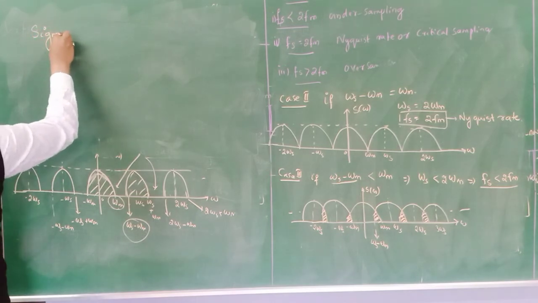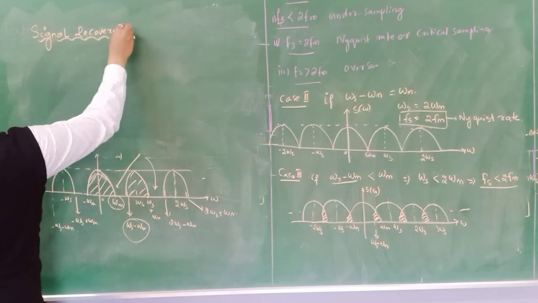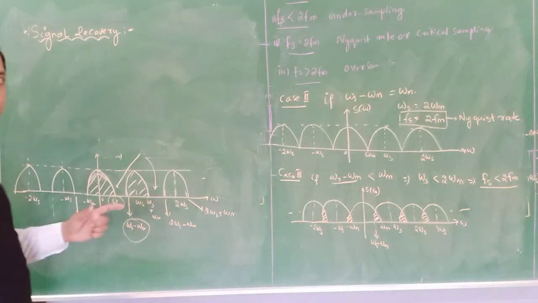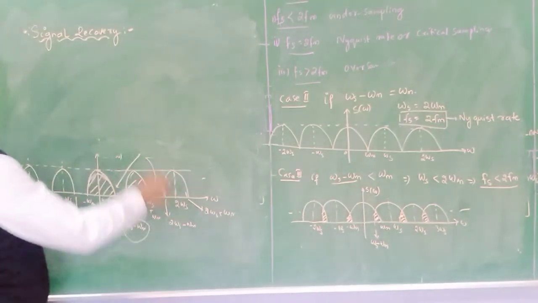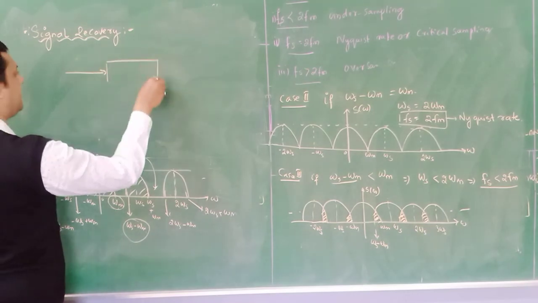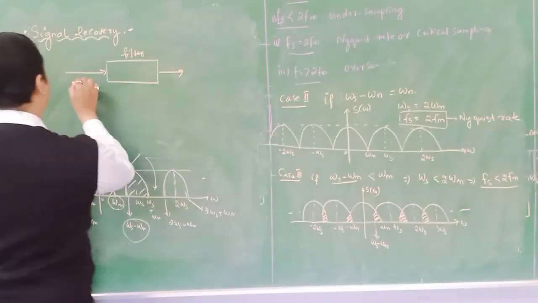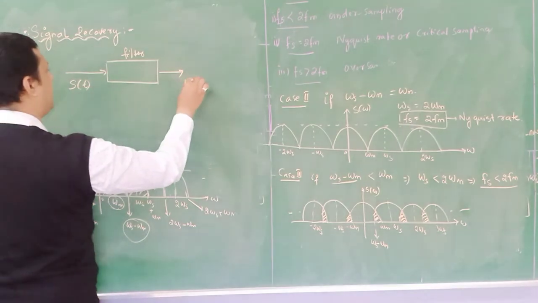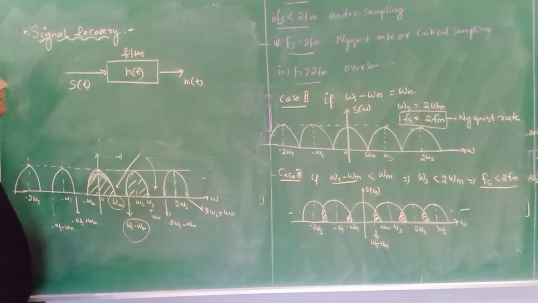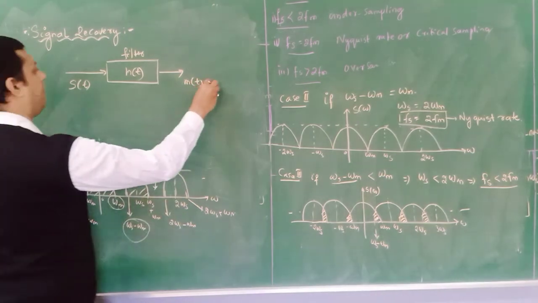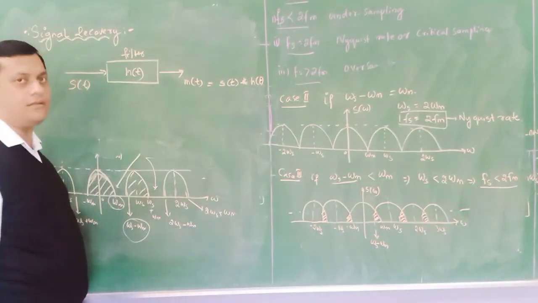Signal recovery. If this is a sample signal, I need to recover the original message signal. That means I will provide the sample signal to a filter, S(t), and here I will get m(t). This filter has a certain response h(t). So m(t) can be written as s(t) convolved with h(t). This is your filter response.